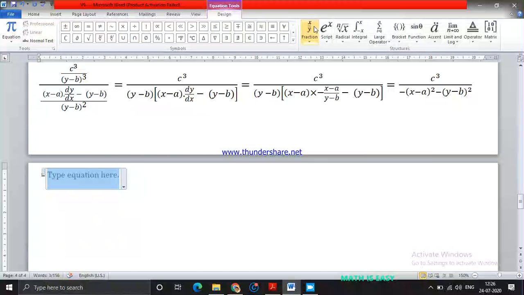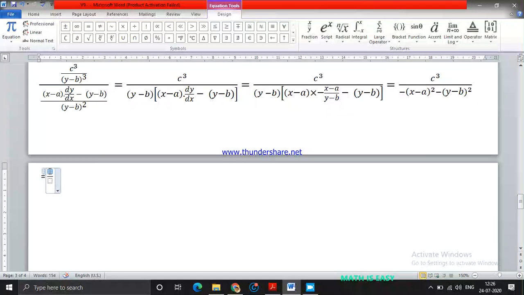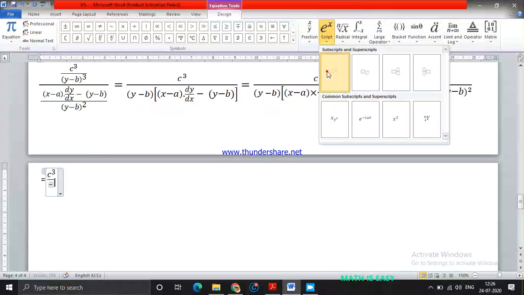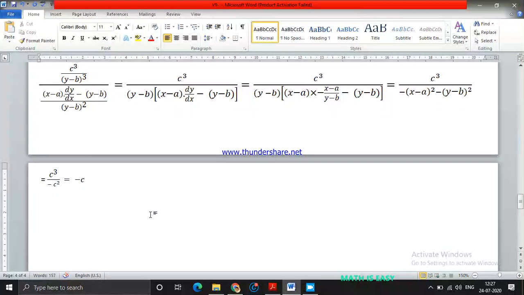So you will have, last step we are doing, we'll finish it off early. So you have here c cube in the numerator, denominator is minus, if I take minus common, here x minus a whole square plus y minus b whole square, which is nothing but c square. That is the given question. So finally my answer is going to be c cube upon c square is equals to minus c. So I got the final answer is minus c.